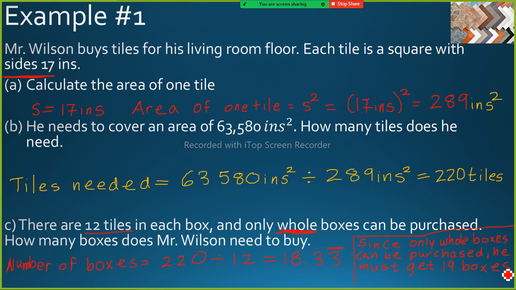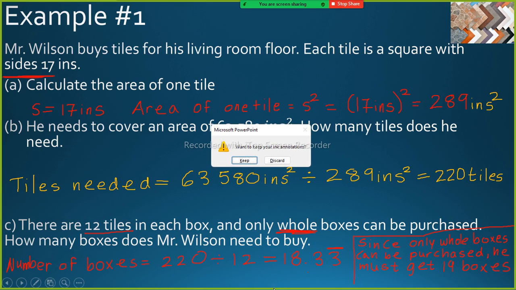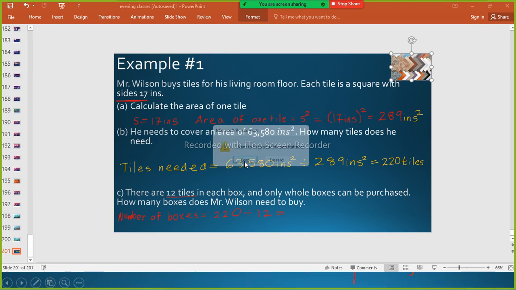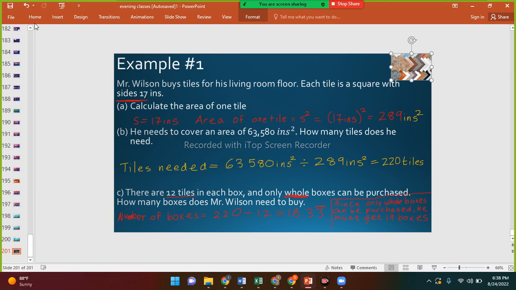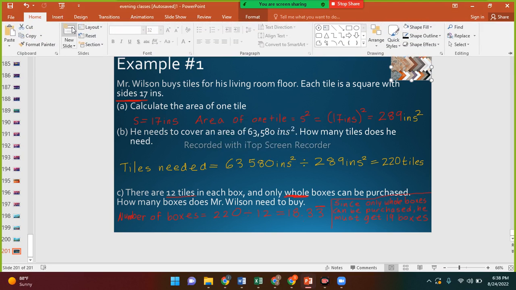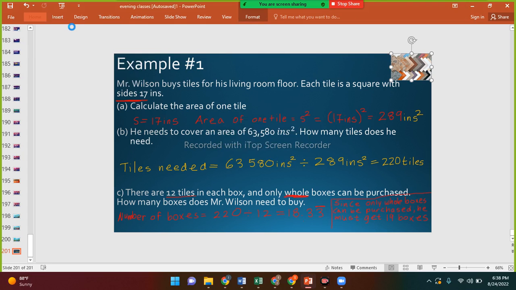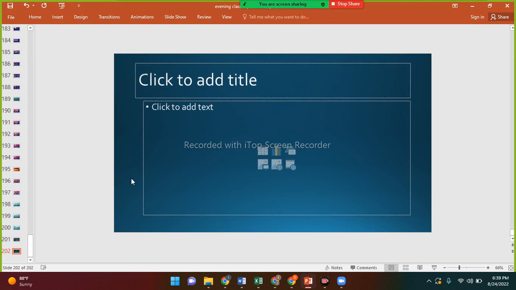Okay, can we move from this? Can I move from the slide? Okay, yes, sir. All right, good. All right, so let's actually do an exercise on this. Let's change it.